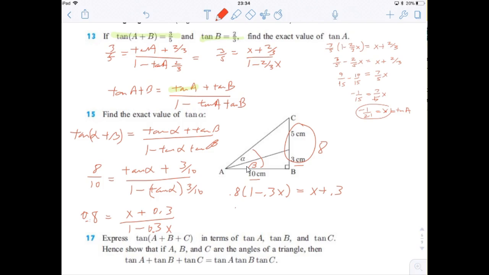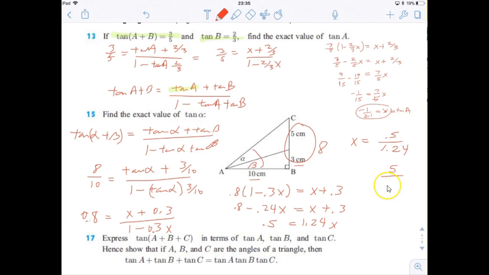We'll distribute the 0.8. We'll get 0.8 minus 0.24x equals x plus 0.3. We're going to add 0.24x to both sides. We'll get 1.24x on the right. On the left, we're going to subtract 0.3 from both sides, so we'll get 0.5. So we'll have x equals 0.5 divided by 1.24.